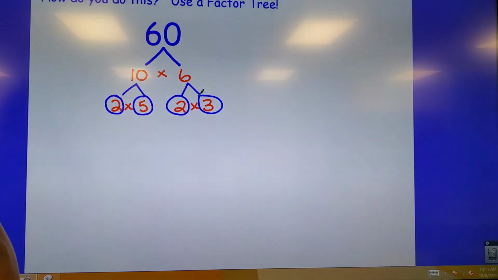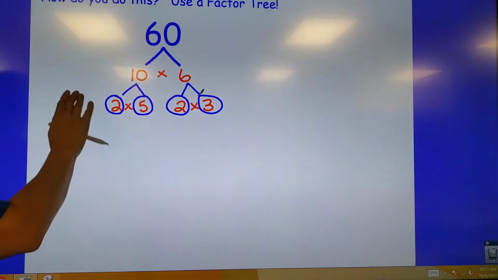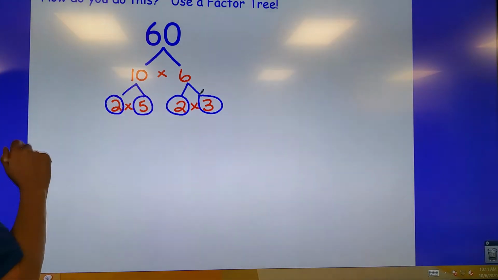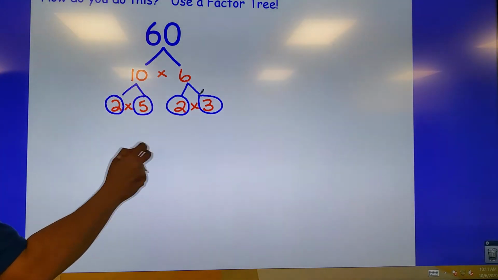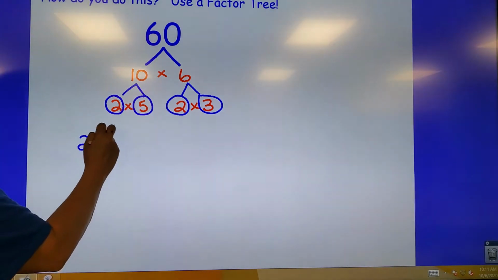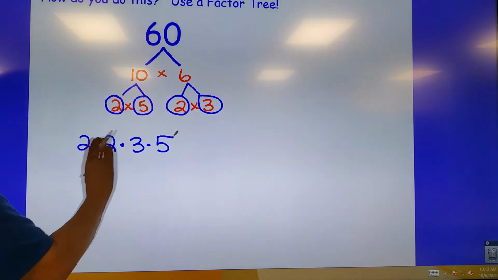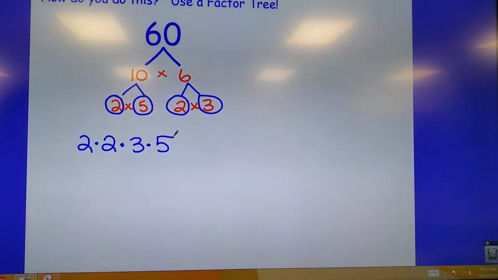All right, so I have 4 prime numbers here, and I'm going to write these 4 prime numbers in numerical order from least to greatest. 2 times 2 times 3 times 5. So you definitely want to write them in order from least to greatest.